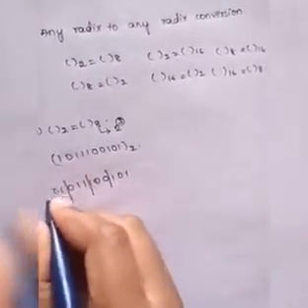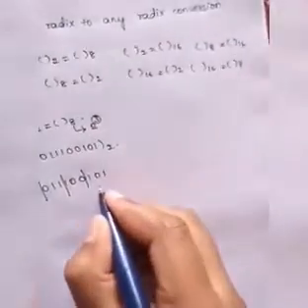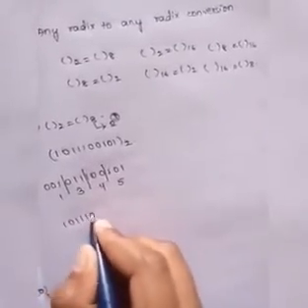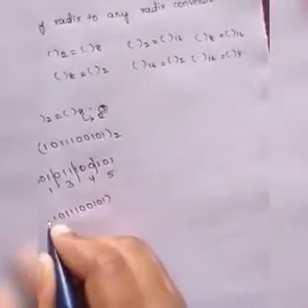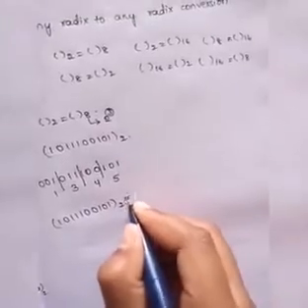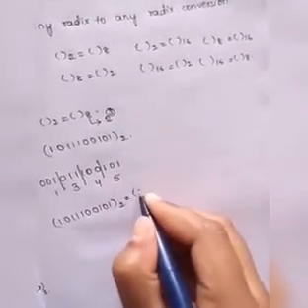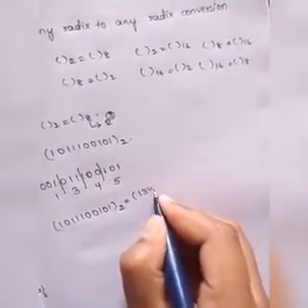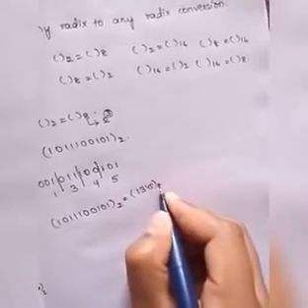So here only 1 is left. I will add 2 more zeros. So 4 plus 1 is 5. Here 4, here 3, and here 1. So 10111000101 to the base 2 is converted into 1345 to the base 8.